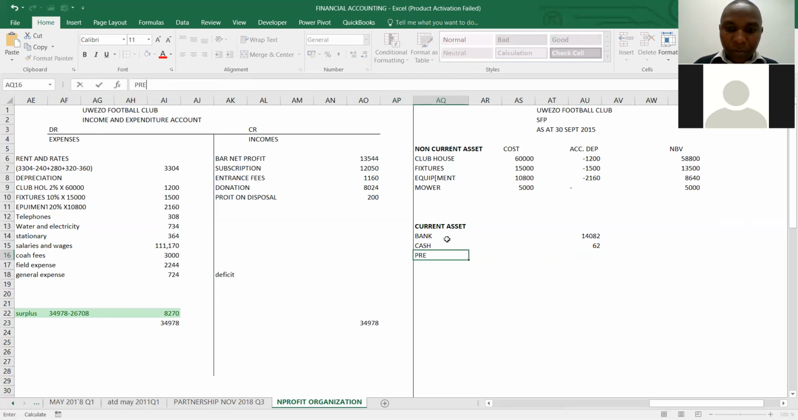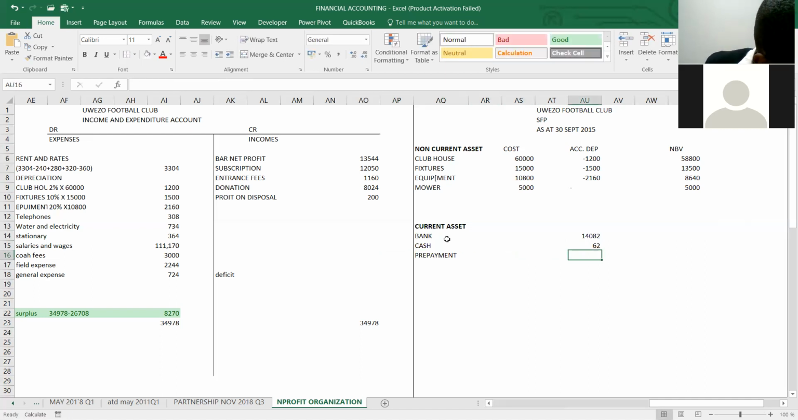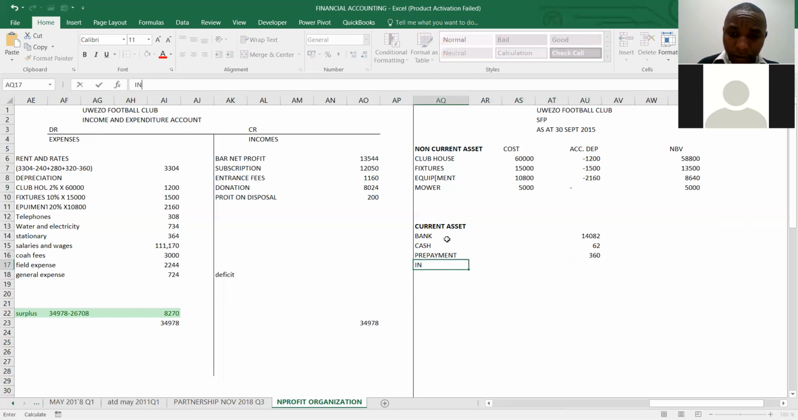And so what else do we have as a current asset? We have a prepayment. I remember prepayment of rent and rates. The current year 2015 prepayment ni ngapi? For 2015, we only record for the current year. That is 360. We have the inventory, that is closing inventory, 710. What else do we have? Subscription in arrears is a current asset for the current year. So for the current year ni ngapi? 350.